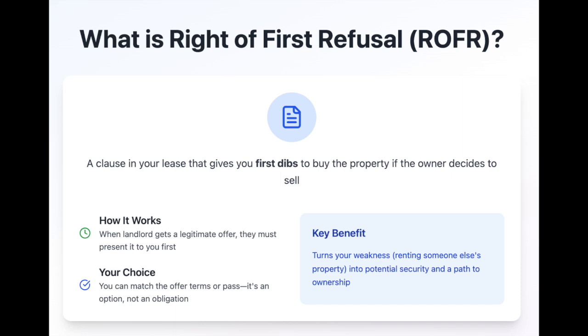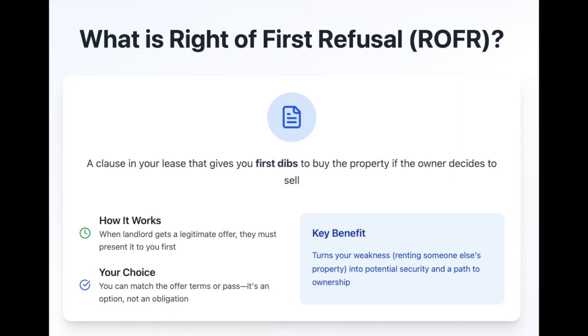Okay, let's start with the basics then. What exactly is a right of first refusal? So fundamentally, it's a clause in a contract, usually your lease. And it gives you, the tenant, the very first opportunity, the first dibs, really, to buy the property if the owner decides to sell. Okay, so they can't just list it and sell it to someone else from under me. Not if you have a ROFR in place, no. They have to come to you first.